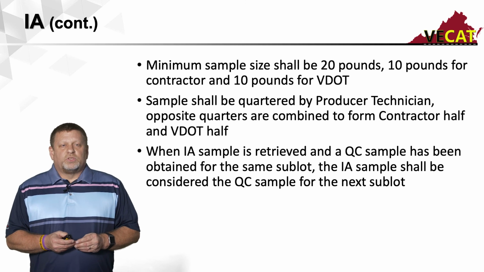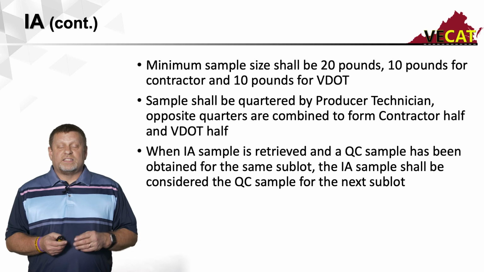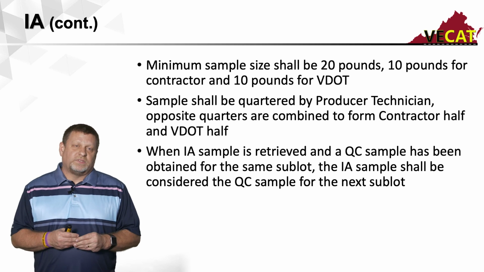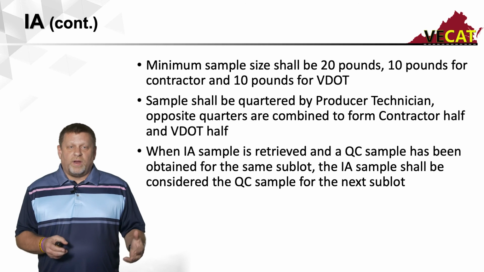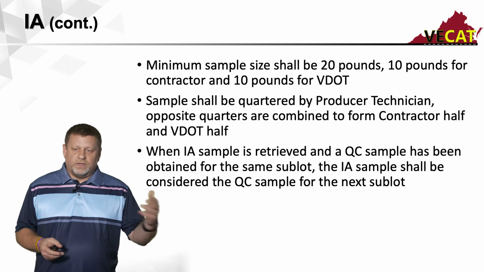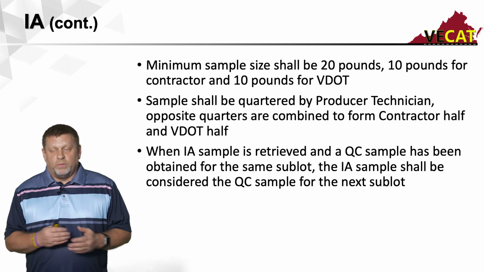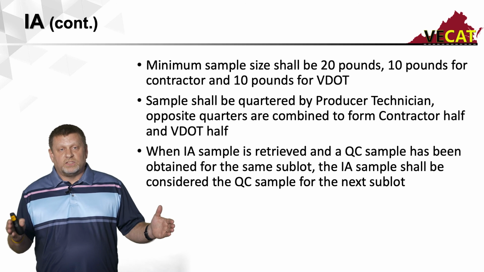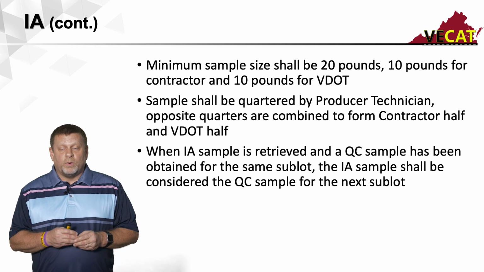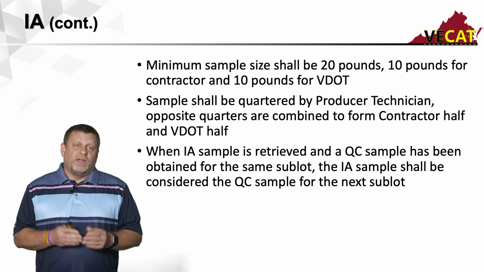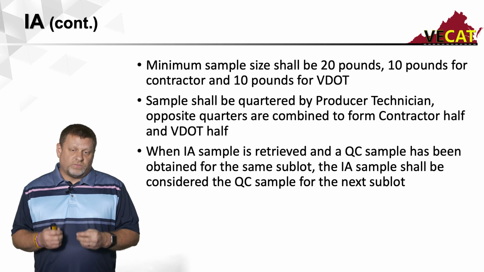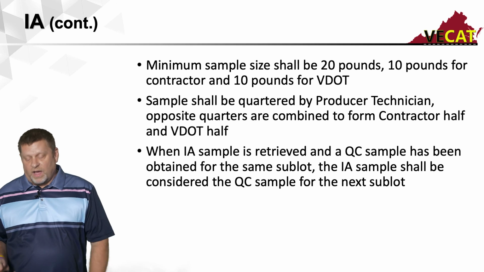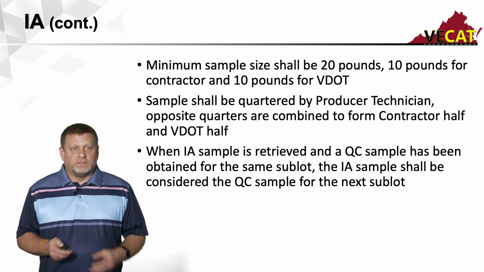When an IA sample is retrieved and the QC sample has been obtained in the same sublot, this IA sample data may be used for the next sublot. What I'm saying here is if I've already run my QC sample at like ton 120, and VDOT comes up on the plant site and says at ton 310, which is still within that 500-ton sublot, that they want me to obtain another sample, it's no problem, I'll obtain another sample. And VDOT allows the sample results from that split sample to count toward the second sublot of material, or the next 500-ton sublot of material, as far as acceptance purposes.